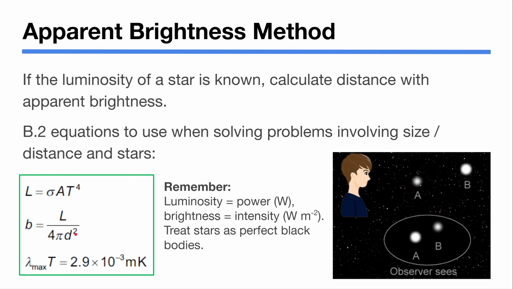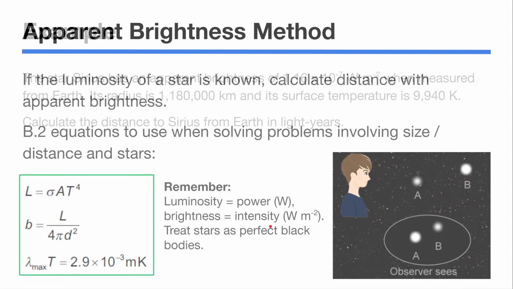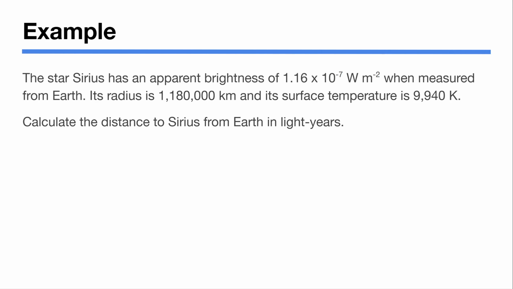Okay, we know all these other equations, but little d is the distance, in this case, the star is away. A is the surface area of the star. T is the temperature of the star. That's the peak wavelength given off by it. Okay, so those are the equations to use. Go ahead and try them.